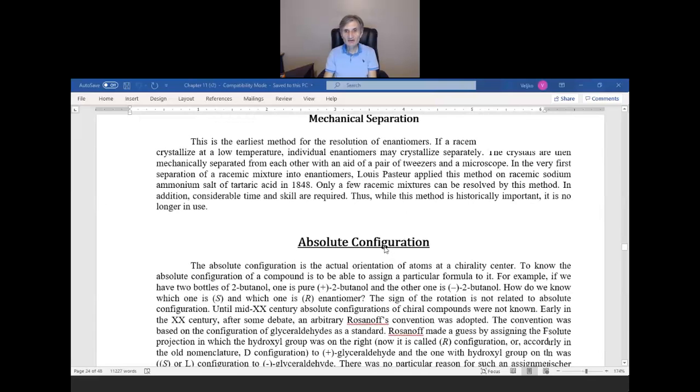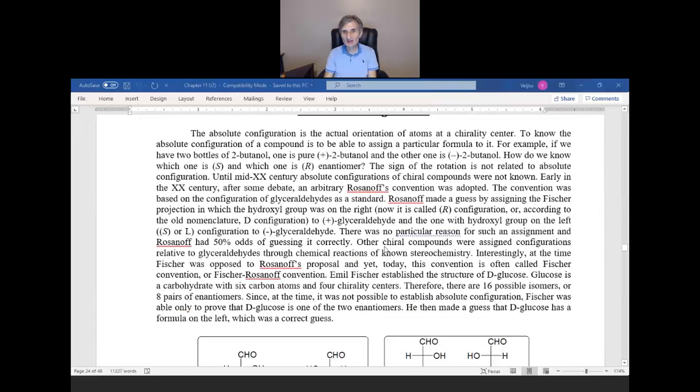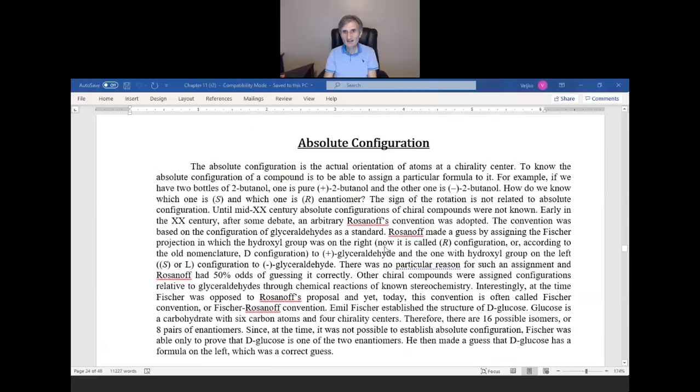The only other thing is this last page, this one paragraph. Absolute configuration. You do not need to know what absolute configuration is. To put it very simply, when you have two enantiomers, one is R, the other one is S. If you have two bottles and they are mirror images of each other, how do you know which is which? It's very difficult, but we have ways to figure it out. And that's explained a little bit here. One is to use a special X-ray technique called anomalous dispersion.